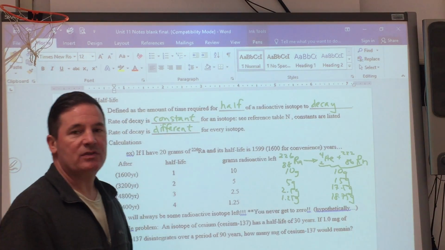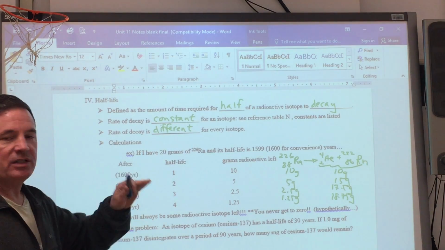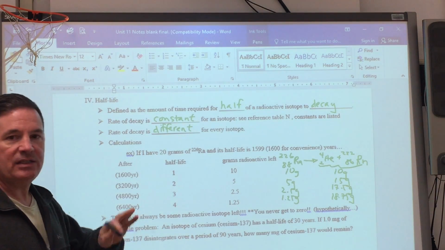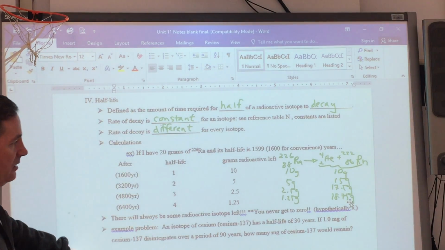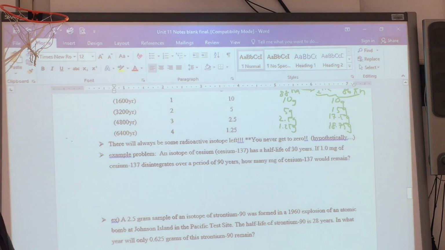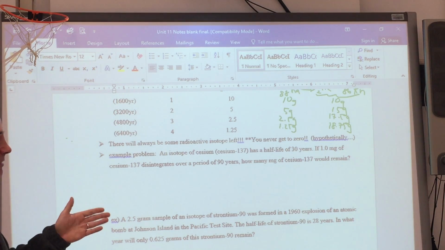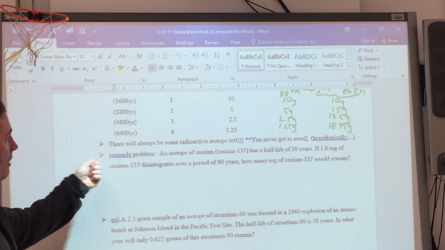1.25, 0.625, 0.3125. You will continue to do that hypothetically until there's one atom left. Hypothetically you would technically never get to 0 because it's always half until you get to that last atom, I suppose. Okay, so let's look at an example problem.